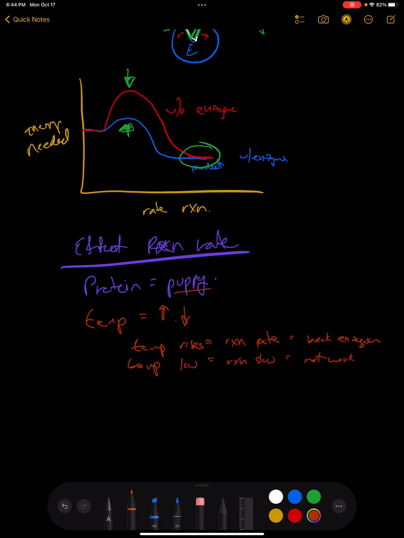And then pH is another thing. So if I make the conditions really acidic, if I put my puppy in acid, he's going to break.